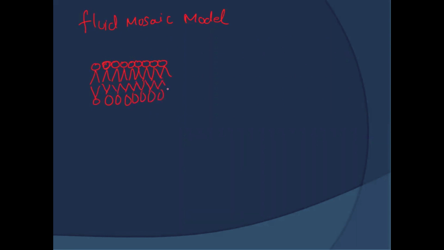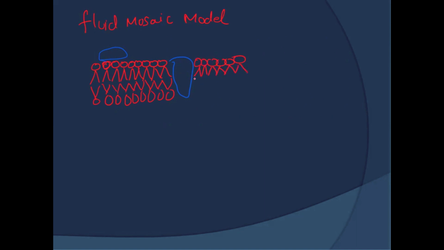It's very easy to draw the fluid mosaic model. You can draw it this way. This is the plasma membrane, the main structure. This is called the phospholipid bilayer. You have integral proteins here, and there are some peripheral proteins also. Let us enlarge it a bit more to understand it properly.